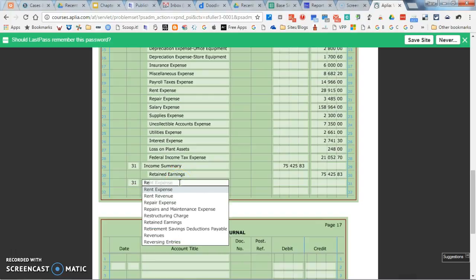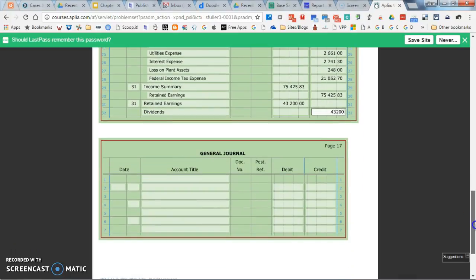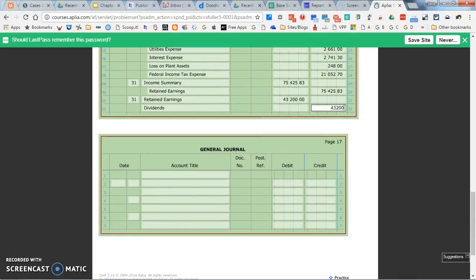So retained earnings, debit of $43,200, and then the credit is dividends, $43,200. Okay, that ends part 1. I'll just do a short recording for part 2 for reversing entries.